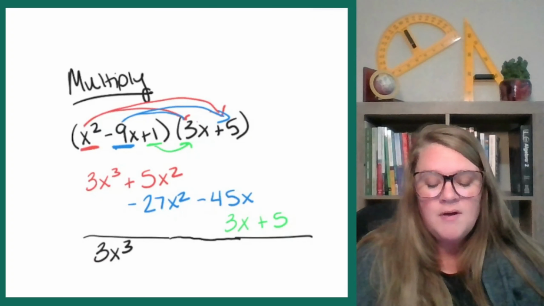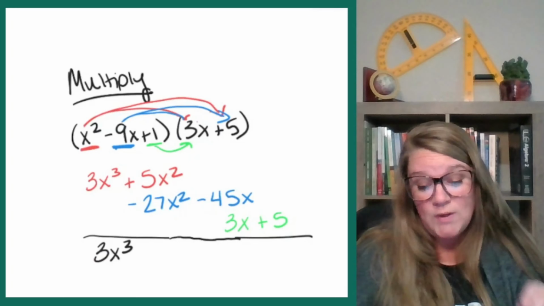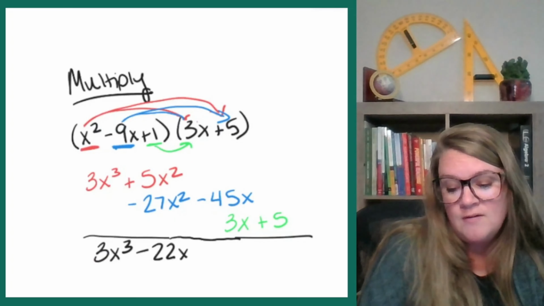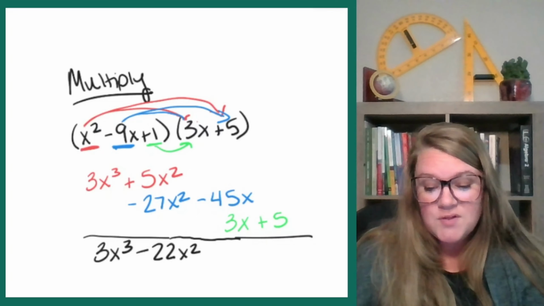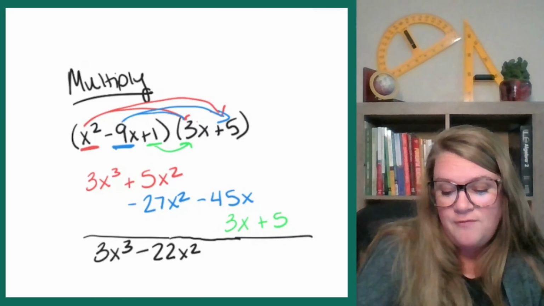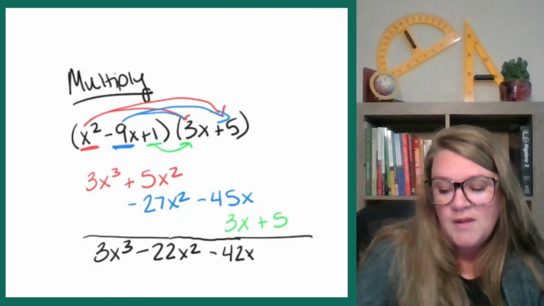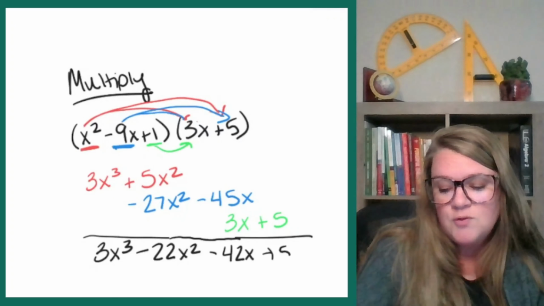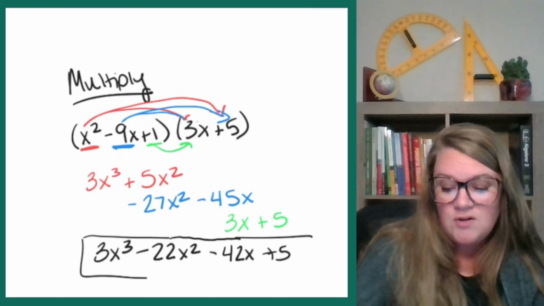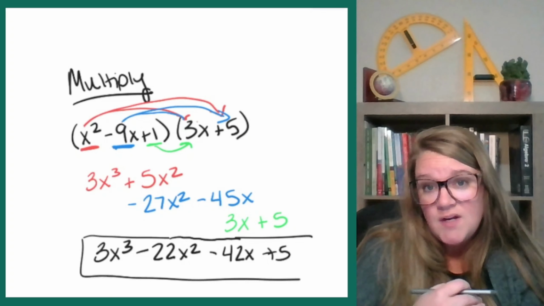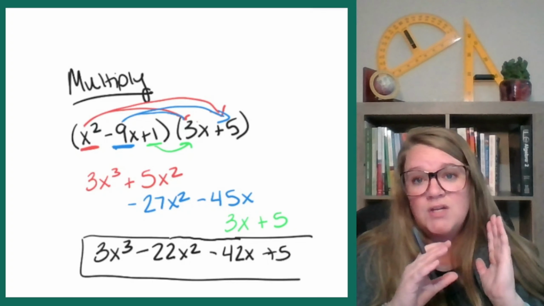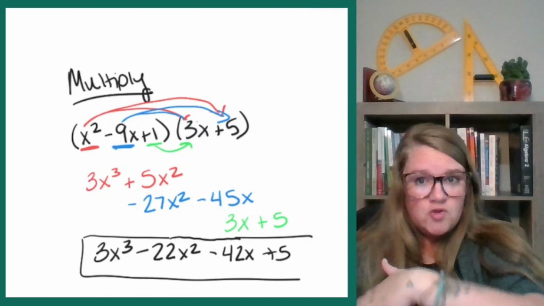My next column, 5x squared minus 27x squared will give me a negative 22x squared. Next column, negative 45x plus 3x will give me a negative 42x. And my last one is that plus 5 will just come down at the end because it doesn't have any terms that are like it. So this right here is my final answer. Our setup just looks a little bit different, but we're having the same exact thoughts. We're just distributing each term in the front to each term in the back.